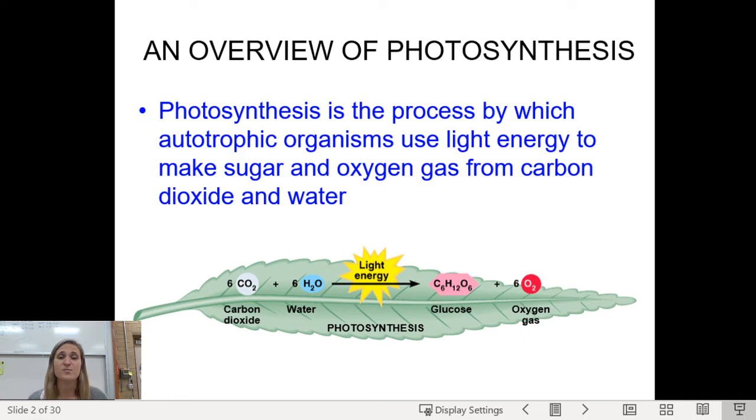Photosynthesis is the process by which autotrophic organisms use light to make sugar, also called glucose, and oxygen gas from carbon dioxide and water. So autotrophic organisms are those organisms that can make their own food from sunlight, and photosynthesis is the process that they use to make sugar and oxygen from carbon dioxide and water using light energy.